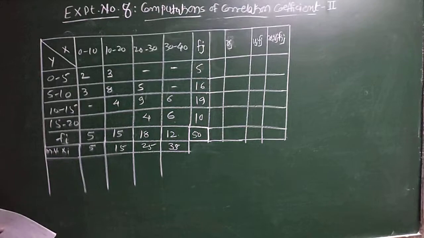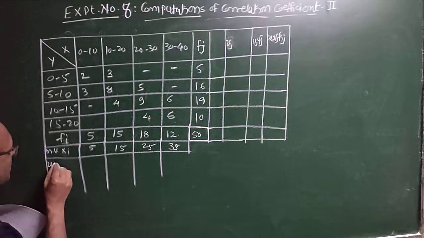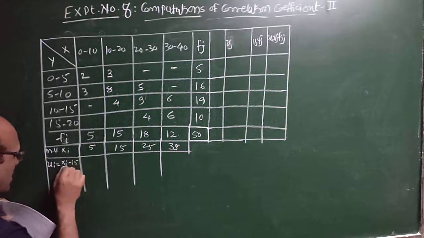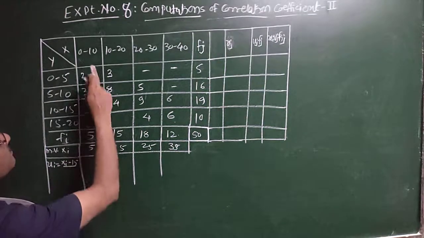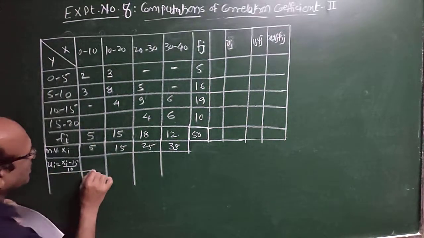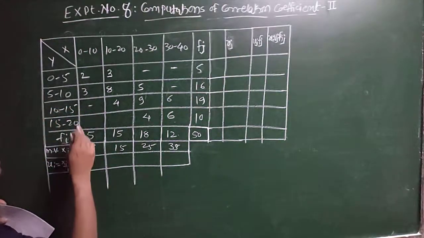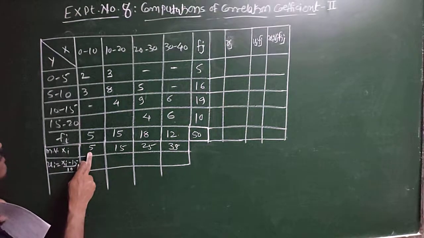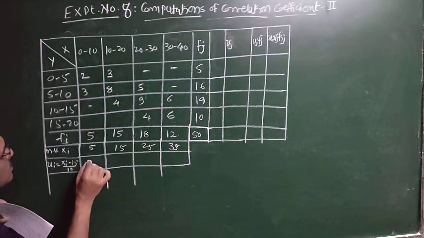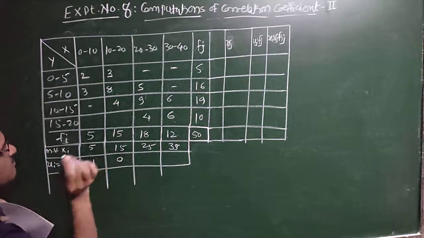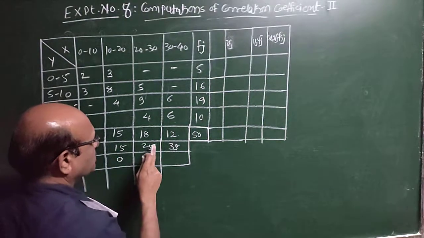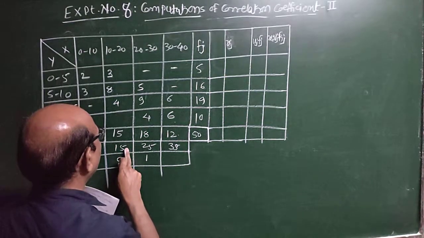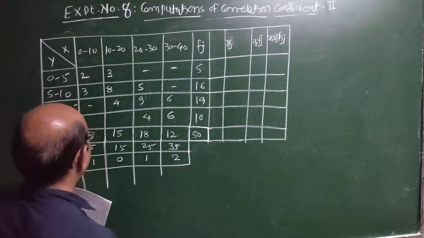Then next you have to obtain ui equal to xi minus the middlemost value, so here you can take 15, divided by the class width, which is 10. That is your ui row. The mid value xi minus 15 will be minus 10, divided by class width 10, therefore minus 1. 15 minus 15 is 0. 25 minus 15 is plus 10, divided by 10 will be 1. 35 minus 15 is plus 20, divided by 10 will be 2. So this is your ui.